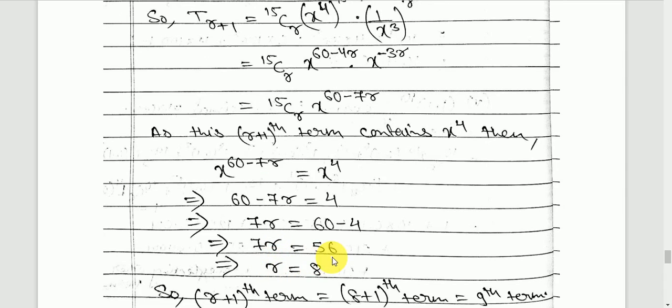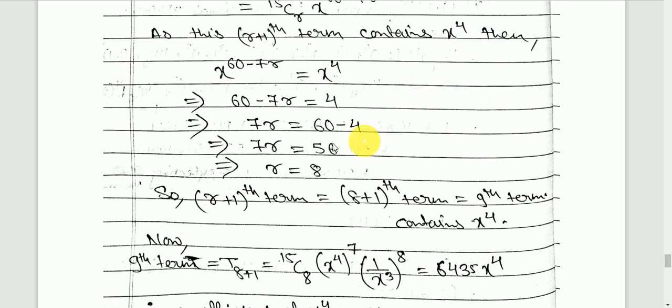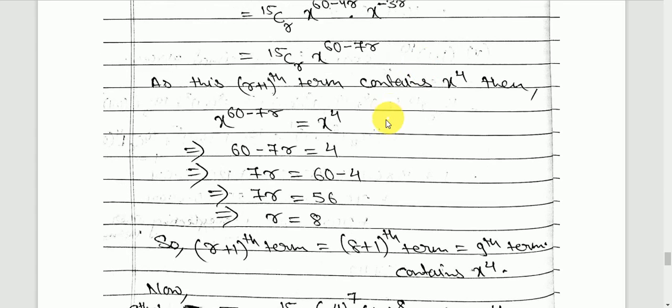Here we had assumed that the r plus 1th term contains x to the power 4, and we got r equal to 8. That means the 9th term contains x to the power 4. So now we know the 9th term in this expansion will contain x to the power 4. Now we will find that term, and that way we can know the coefficient.